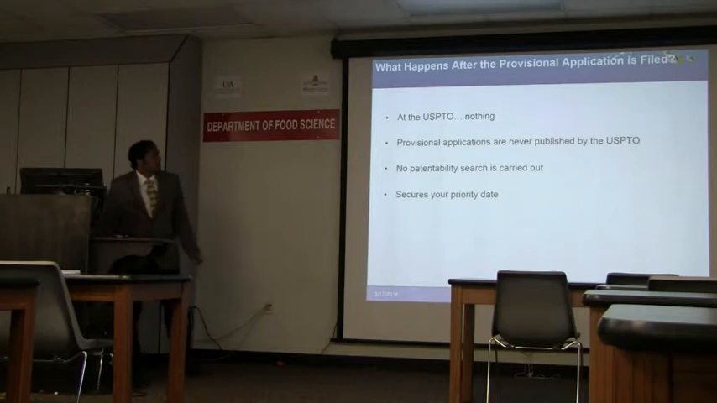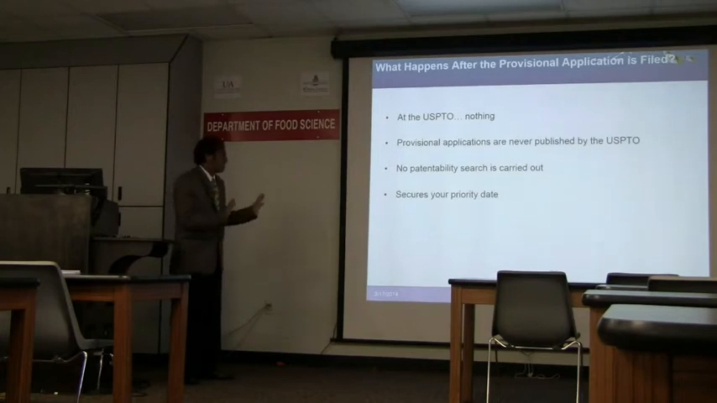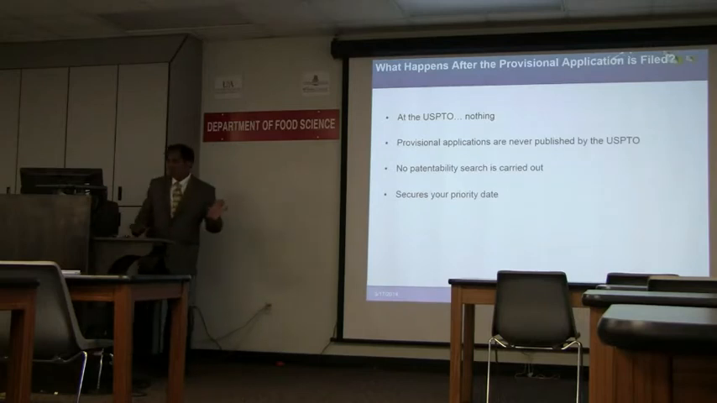Now, what happens after the provisional patent application is filed? The USPTO does nothing, it is never published, and no patentability search is carried out, and it secures your priority date.